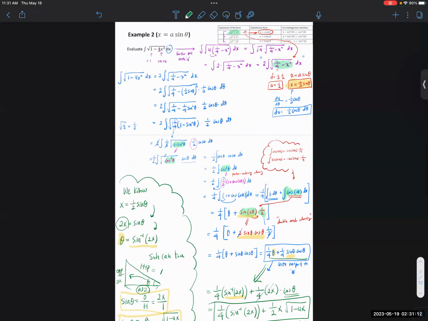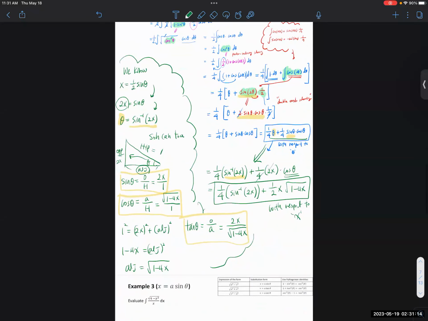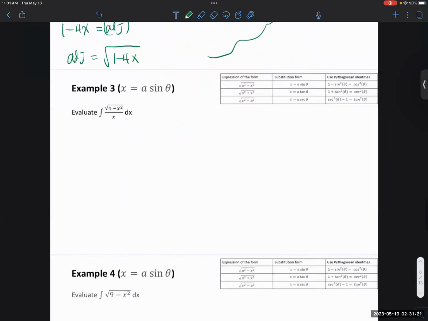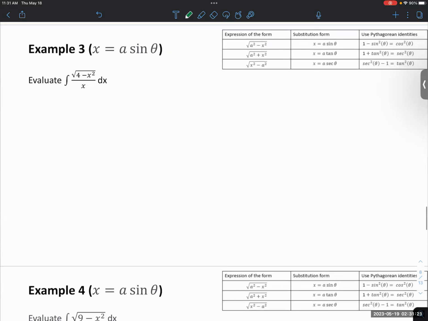You can take a look at all the steps one more time. It's a very similar strategy in each question. So let's take a look at the next one. I'm going to make a space. So, okay, I got you.